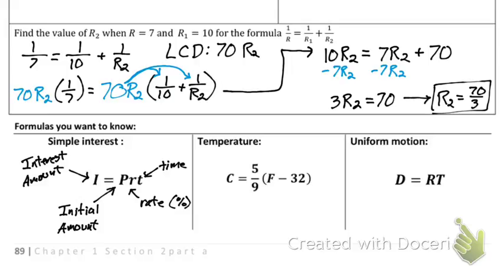The time is almost always going to be in years unless you're dealing with a weird problem. Temperature, you know, you have Celsius, you have Fahrenheit. Uniform motion, that is going to be distance equals rate times time. An example would be if I'm going 40 miles per hour and I travel for 1 hour, we'd have 40 miles per hour times 1 hour equals 40 miles. So distance equals rate times time. That is uniform motion. Uniform is just implying it's going the same speed the whole time.